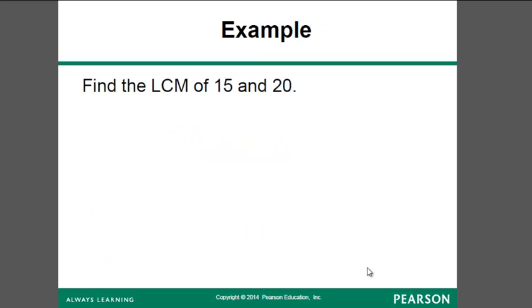If I want to find the least common multiple of 15 and 20, this means the common multiple that occurs the first time, or the earliest. There are many common multiples of 15 and 20. I want the lowest common multiple of 15 and 20 though. So the first step I want to do is list out the multiples of 15 and 20.